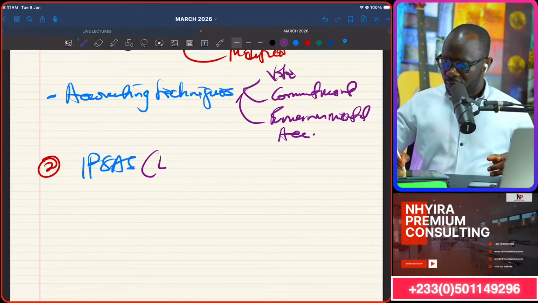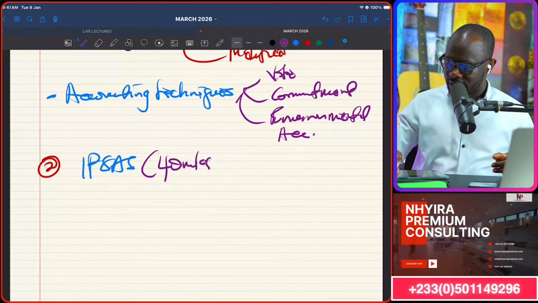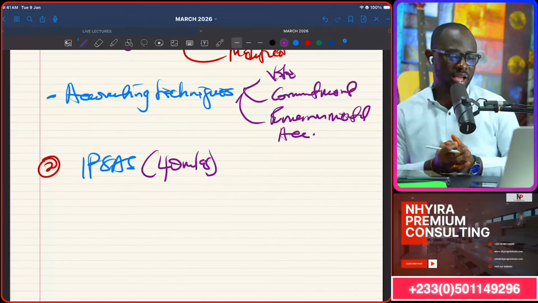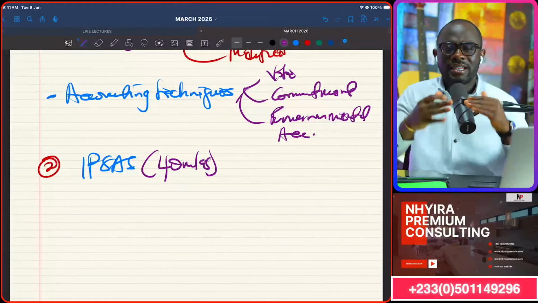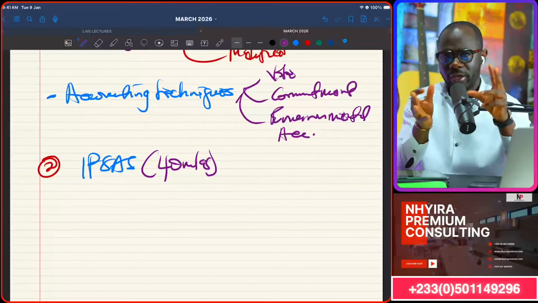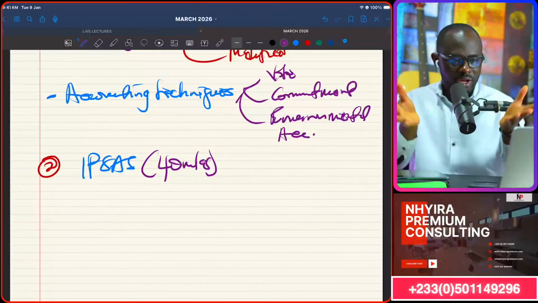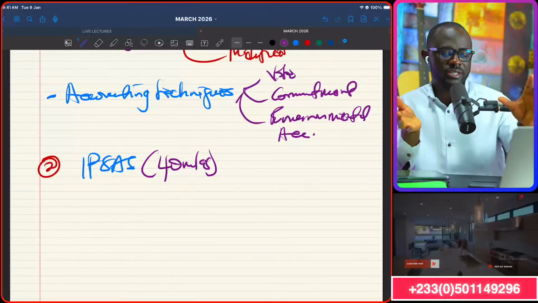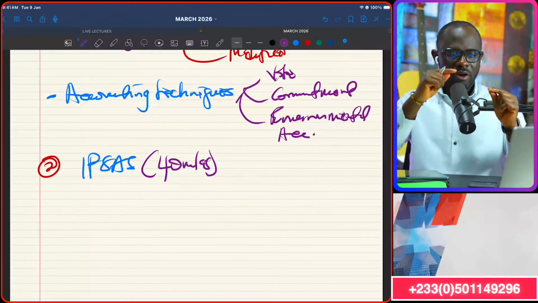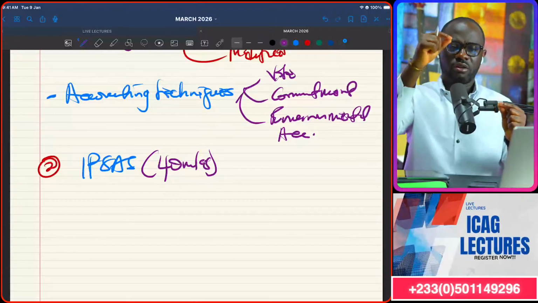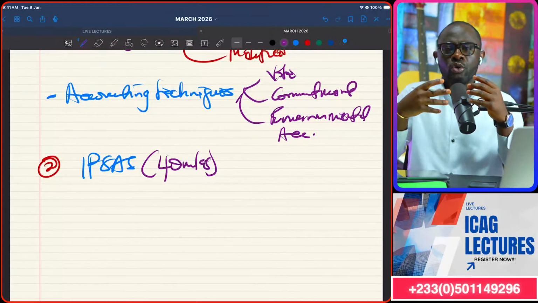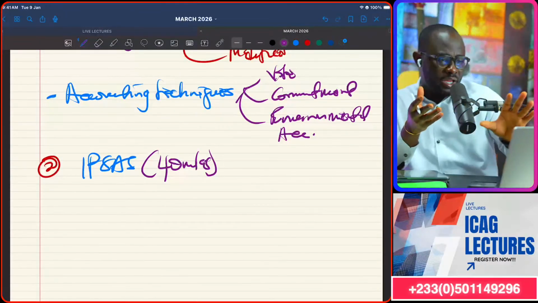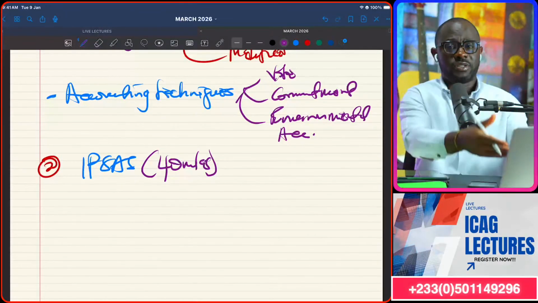Now, about 40% of the questions in the exam hall will be based on the accounting standards. Yes, you are going to have dedicated IPSAS questions, maybe 2 IPSAS or 3 IPSAS, depending on how excited the examiner is for question 2. Now, question 1, which is the preparation of financial statements, the footnotes that will be provided, you will account for them in accordance with the applicable IPSAS.